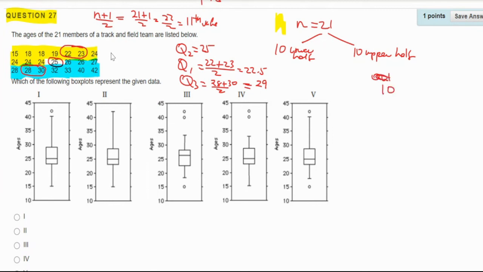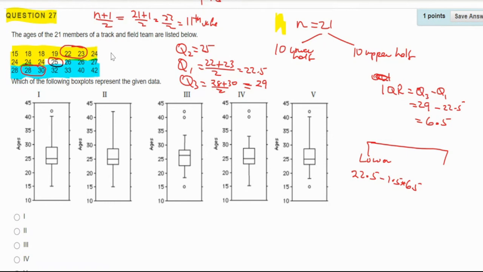So you need the outliers. You need first the interquartile range. The interquartile range will be Q3 minus Q1. So that's 29 minus 22.5. So the interquartile range is 6.5. Right. So here, for the outliers, the lower fence will be Q1, which is 22.5, minus 1.5 times the interquartile range, which is 6.5.